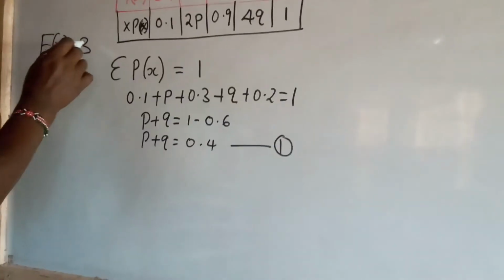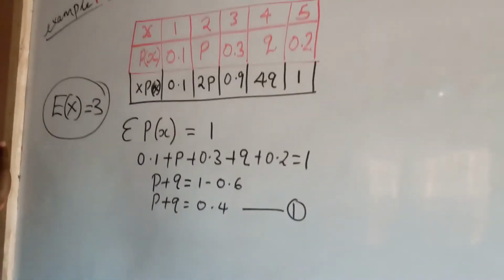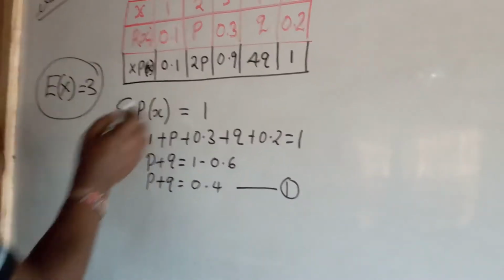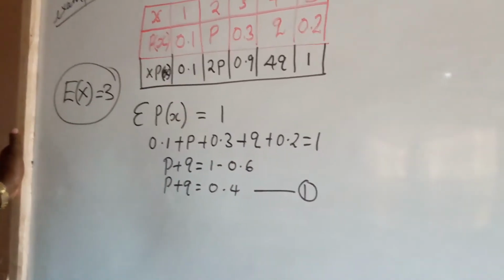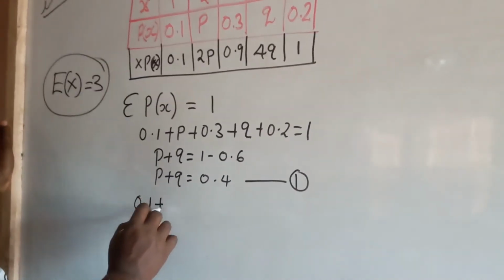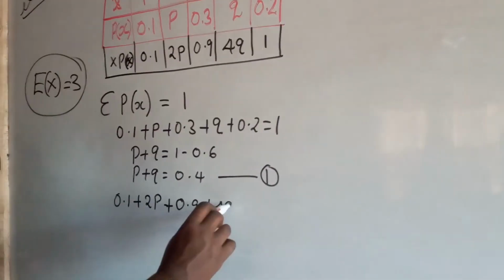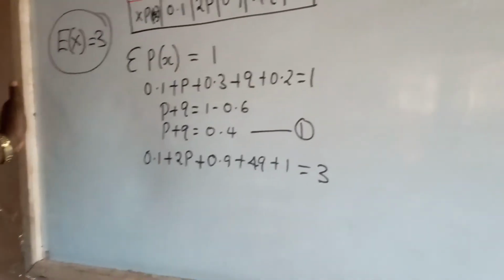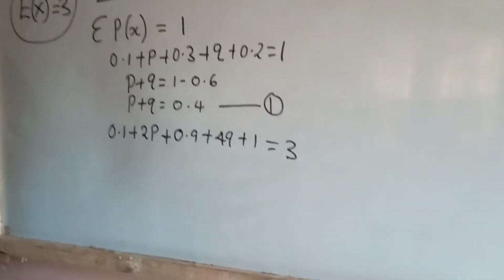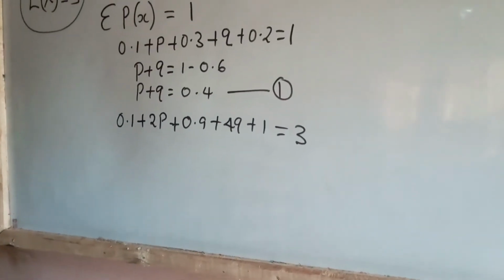The second equation will revolve around the statement that the expected value of x is 3, meaning that the expected value is the sigma of xP(x). What does that tell us? That 0.1 plus 2p plus 0.9 plus 4q plus 1, all these give us 3, which is the expected value. And it goes without saying that 0.1 plus 0.9 is 1, plus 1, which equals 2.